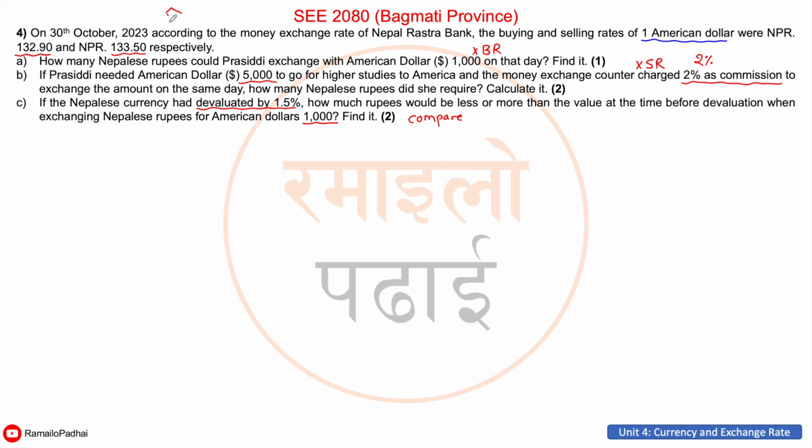I want to remind you that while solving exchange rate problems, we should think from the perspective of the bank and not from the perspective of the individual.